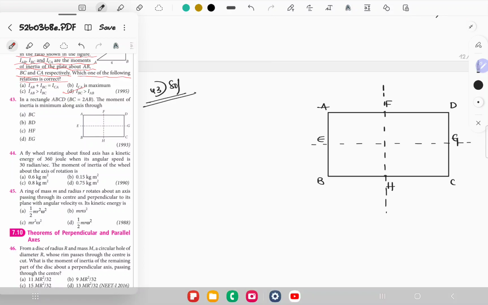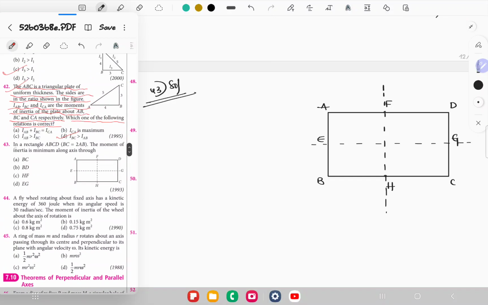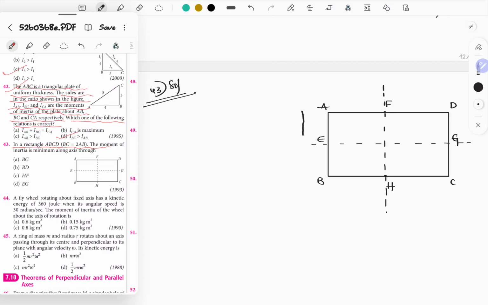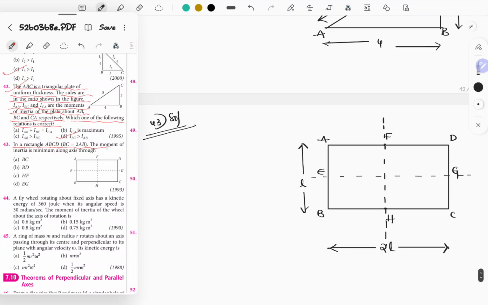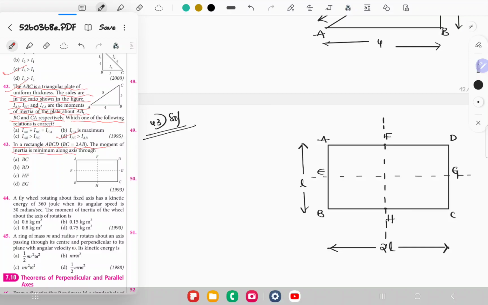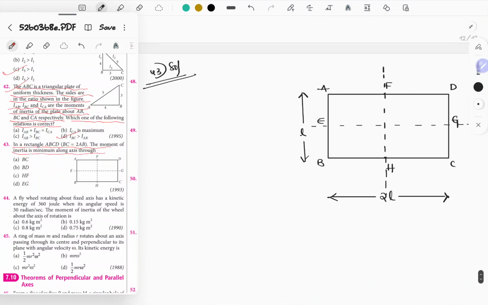Let me read out the question. What is the thing they have given? In a rectangle ABCD, BC is equal to 2 times AB. Let me assume the A to B distance is L. Then what is going to be the B to C distance? It is going to be 2 times L. They did mention in the question itself, BC is equal to 2 times AB. Then what's the question they're asking? The moment of inertia is minimum along the axis.